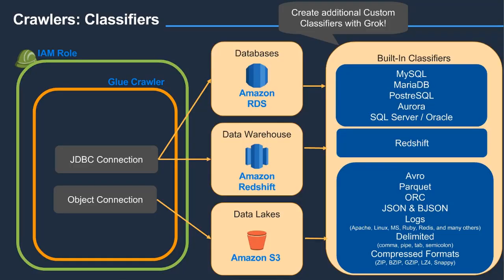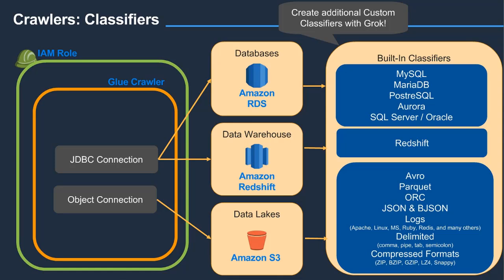The data catalog leverages what's called classifiers. And classifiers are used to be able to identify various data formats, as well as the data types within that data format. So there's a lot of built-in classifiers for things like Amazon RDS and Amazon Redshift, but also for your data that lives in Amazon S3.